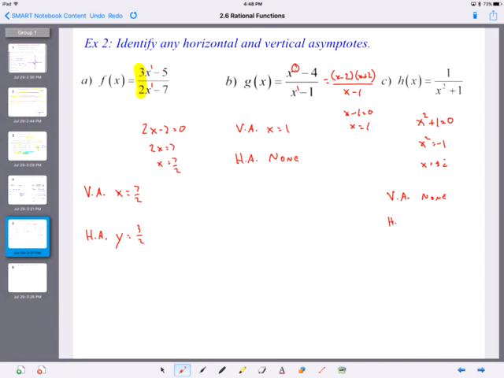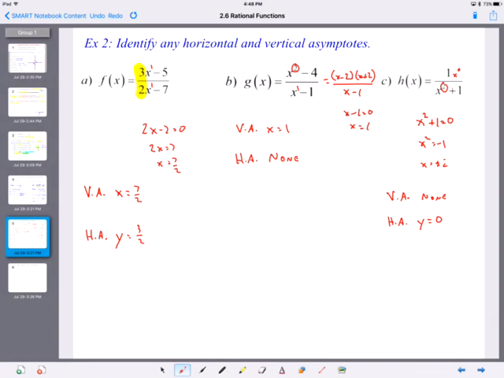And then our horizontal, the degree on top, you don't have an x, but if it was there, it'd be x to the 0. So you have a degree of 0 over 2, so it's less than. So therefore, the horizontal asymptote is at y equals 0.